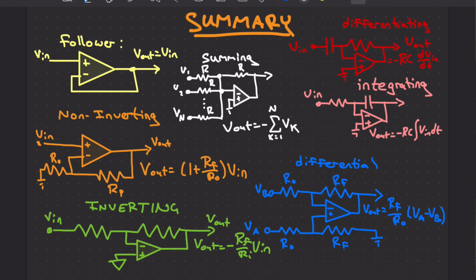All of these things, if you've noticed, all we did was apply the two golden rules. No current went into the terminals, and V plus was equal to V minus. That allowed us to design a whole vast array of op-amps, and there's many more that we could do, but these designs really show how you analyze any op-amp circuit.